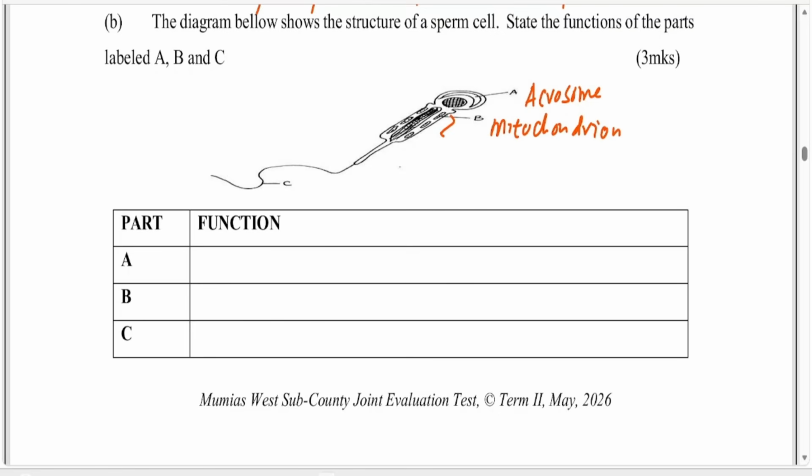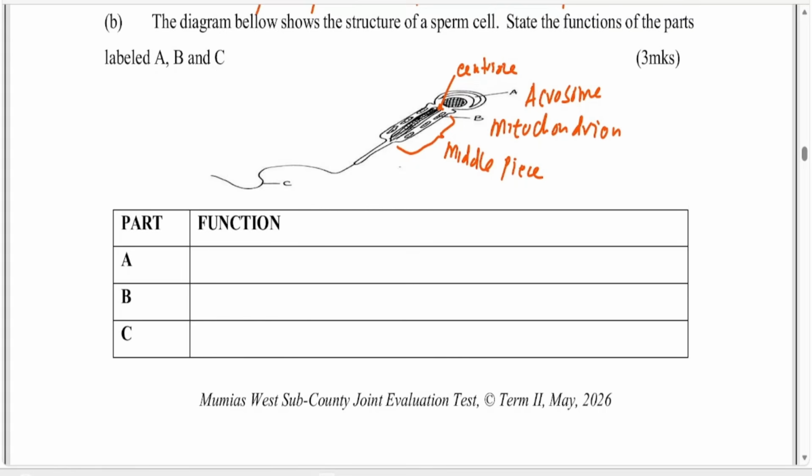Mitochondrion is found in this part of the sperm that we call the middle piece. And then we have the tail. In the middle piece, it is packed with mitochondria. And at one side, we also have centrioles for cell division and formation of spindle fibers.